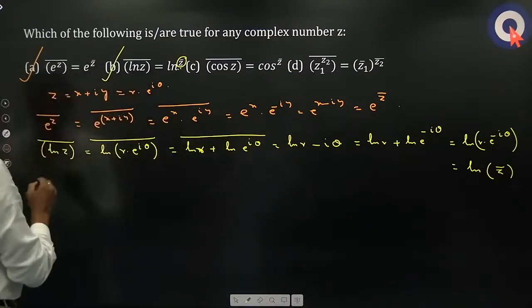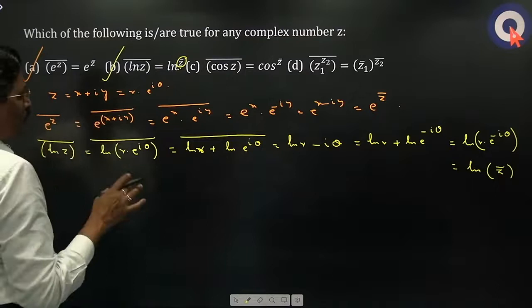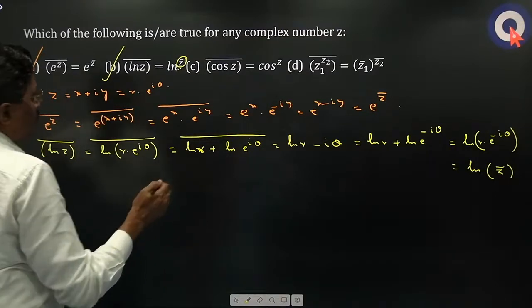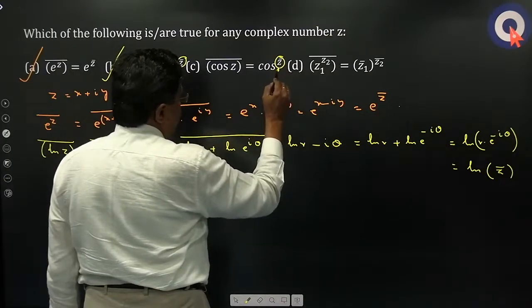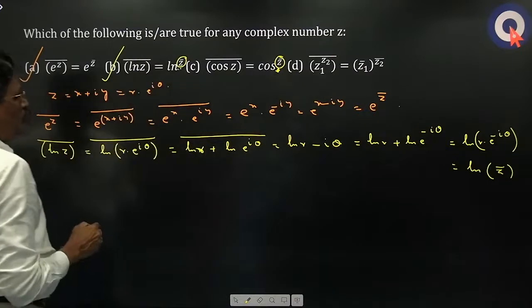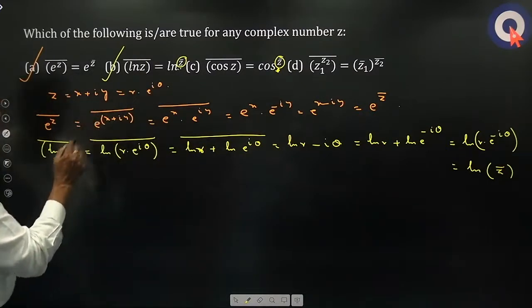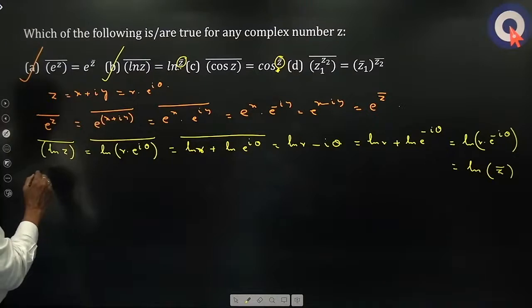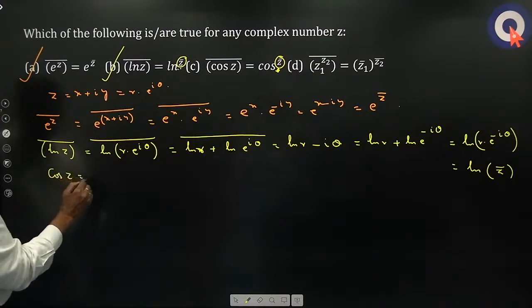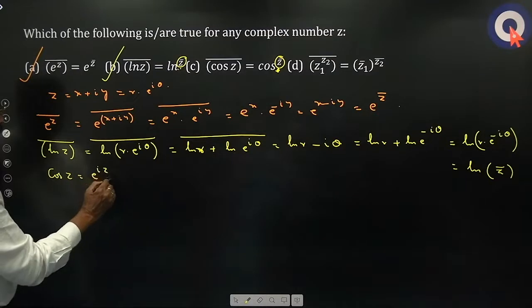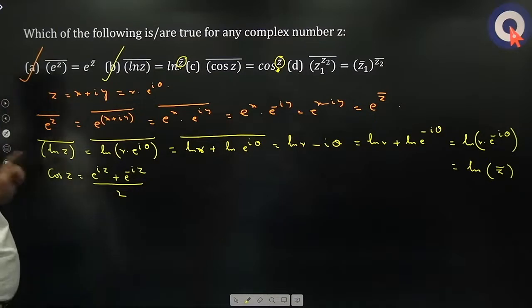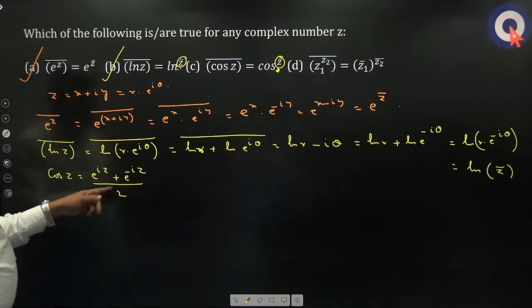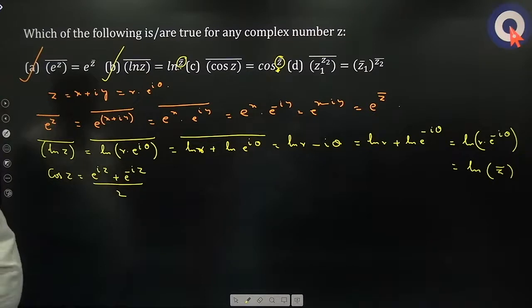All right. So the next one is cos z conjugate. The conjugate of cos z is cos z bar. So we can write cos z as e power iz plus e power minus iz by 2, right? That is, cos z plus i sin z plus cos z minus i sin z, by 2. So we can write like this.